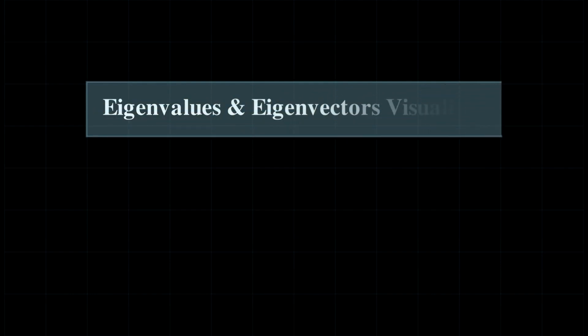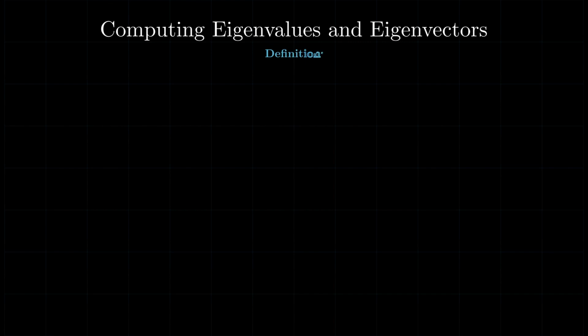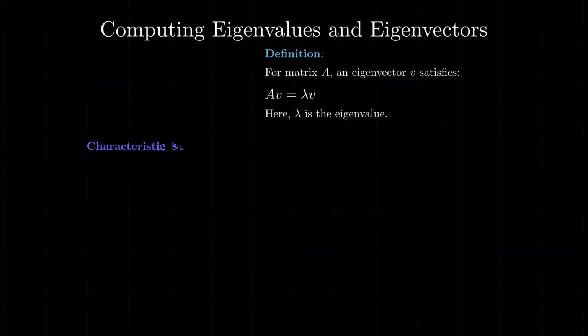Alright, in the last video, we cracked the code behind the formula for eigenvalues and eigenvectors. Let's start by jogging our memory. How do we find eigenvalues of a square matrix? This was the main formula. For a square matrix A, a vector v is an eigenvector if it satisfies the equation Av equals lambda v. To find eigenvalues, we use the characteristic equation.